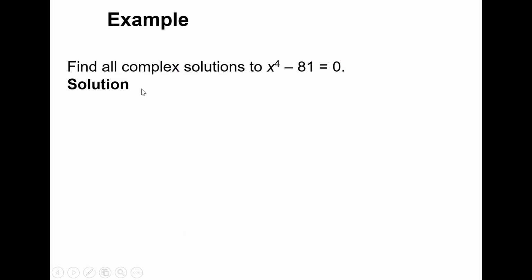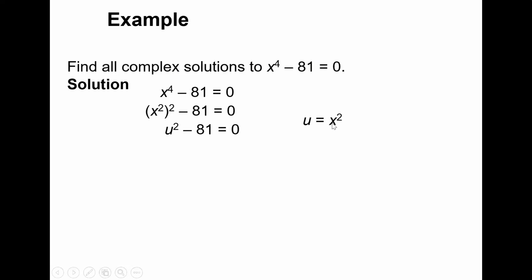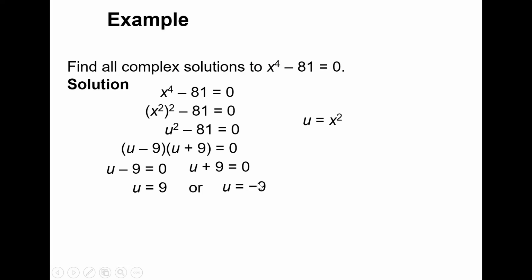All right, what about this one? Find all complex solutions to x to the fourth minus 81. All right, so what do we have here? Well, we can say let u equal x squared. And so when we do that, we have u squared minus 81. Well, we can factor that. That's just u plus 9, u minus 9. We set both of those equal to 0, and so u equals 9 or -9.